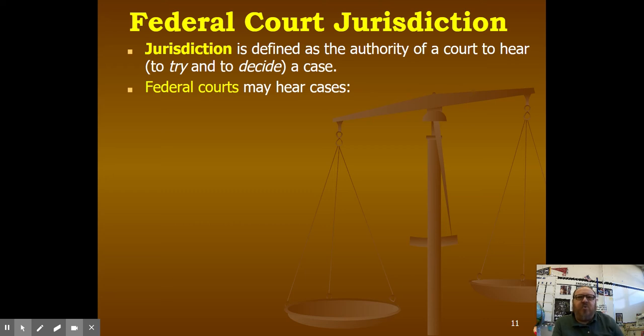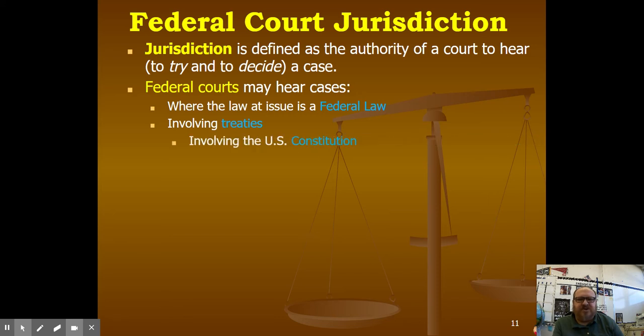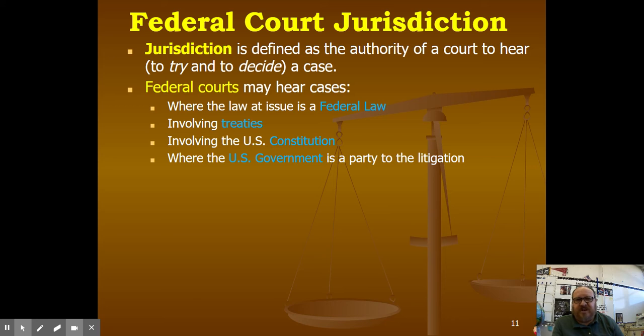Okay. So what kinds of cases can they hear? Cases where the law at issue is a federal law. Any case involving treaties, the Constitution, the U.S. government in general. So if somebody's trying to sue the U.S. government, that's what the word litigation refers to. Litigation refers to lawsuits.